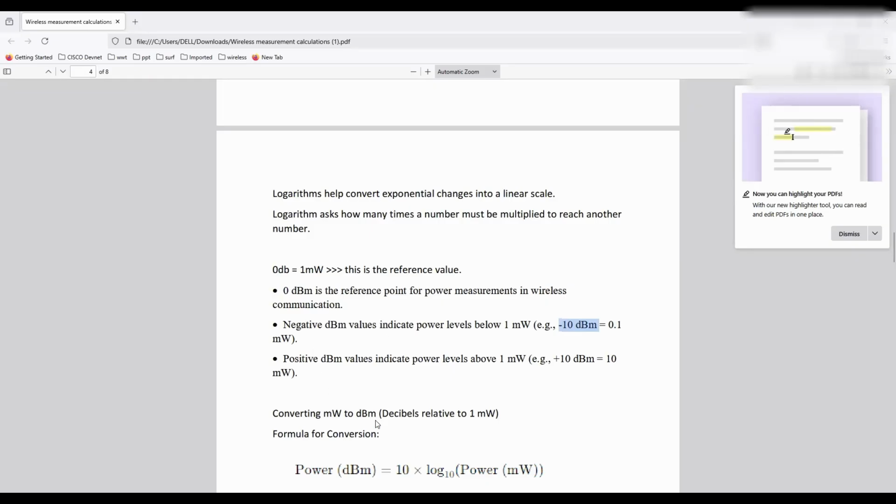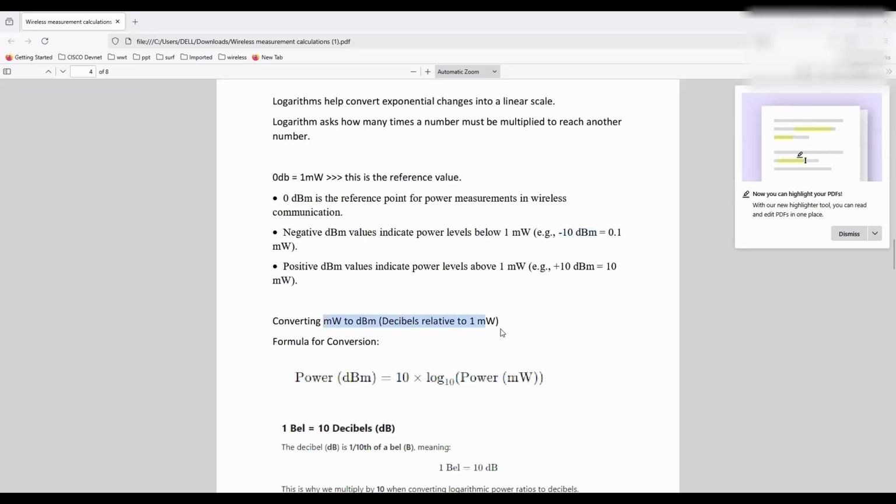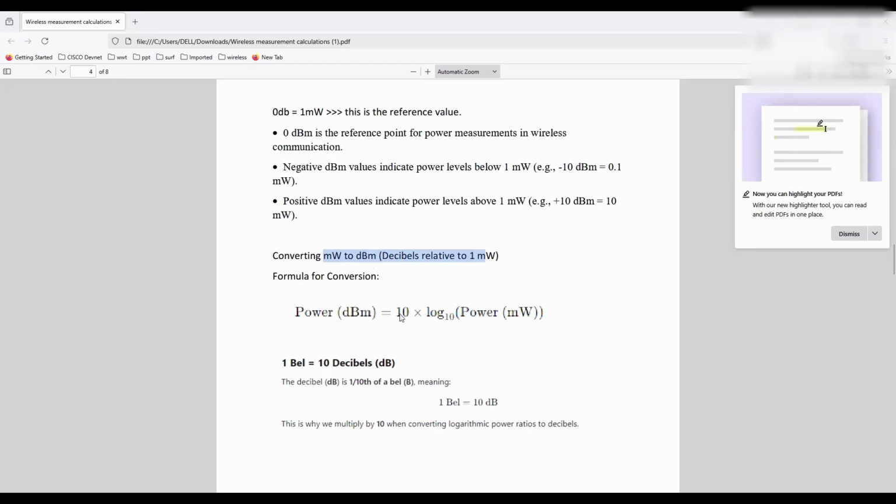So let's move on. Converting milliwatts to dBm. The formula used for conversion is 10 into log 10 of power in milliwatts. Okay. So just understand these two values, power in dBm and power in milliwatts. Power in dBm is equal to 10 into log 10 of power in milliwatts. So this is the formula using which we convert the values from milliwatts to dBm. Okay, and why we are adding this 10 and what is this log doing.